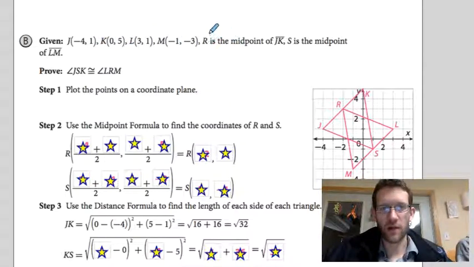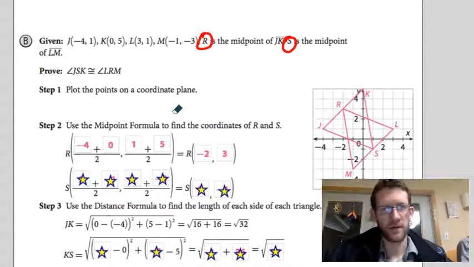However, we need to figure out where point R is, and we also need to figure out where point S is. We can use the midpoint formula. So R is the average of J and K. Average of -4 and 0 is -2. Average of 0 and 5 is 3. S is the average of L and M. So that's, what is that, 1 and -1.